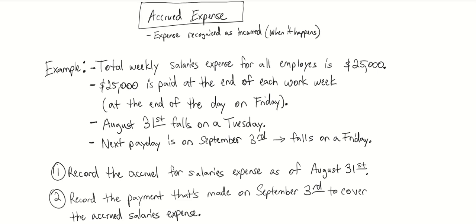So here's an example that I have on the screen. Total weekly salaries expense for all employees. Oh, I spelled employees wrong. I knew that was going to happen. I am not going to move on until that's corrected.